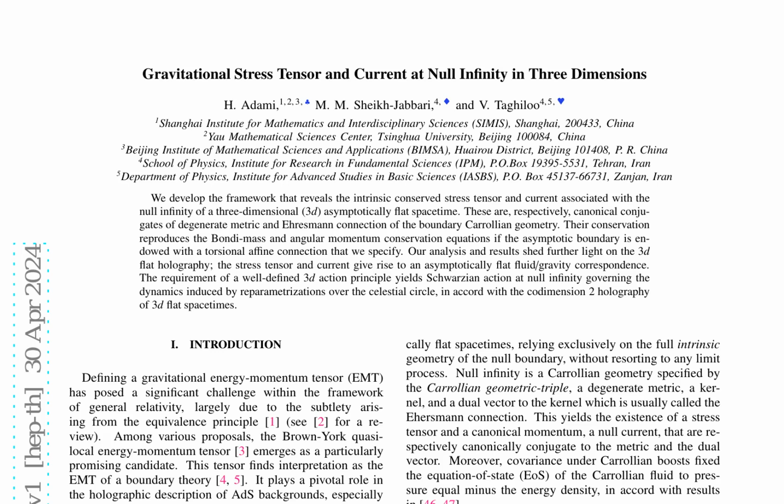This study constructs a stress tensor and current at null infinity in three-dimensional asymptotically flat spacetimes, leveraging the intrinsic geometry of the null boundary, which is a Carrollian geometry specified by a degenerate metric, a kernel, and a dual vector to the kernel, known as the Ehresmann connection. The stress tensor and current are canonical conjugates of the metric and the dual vector, respectively.